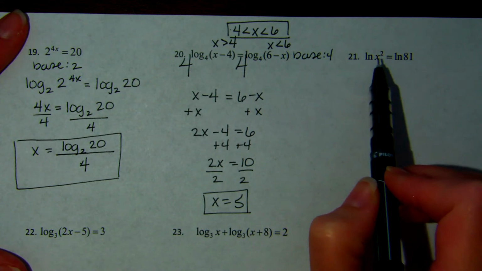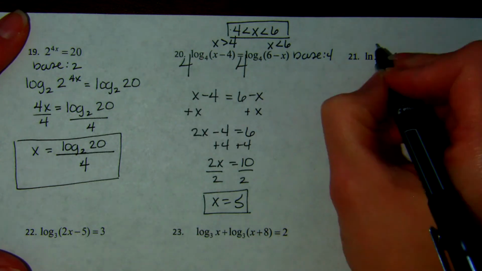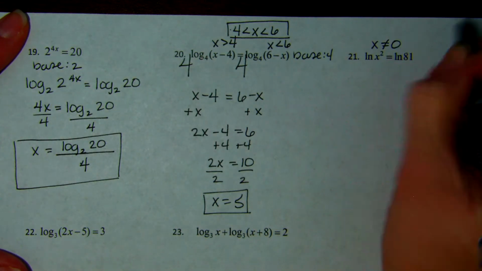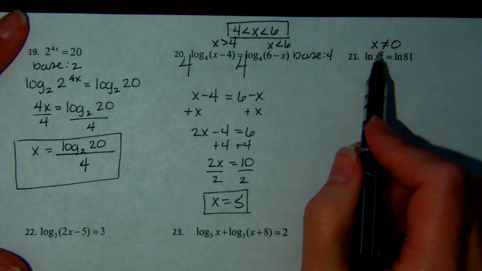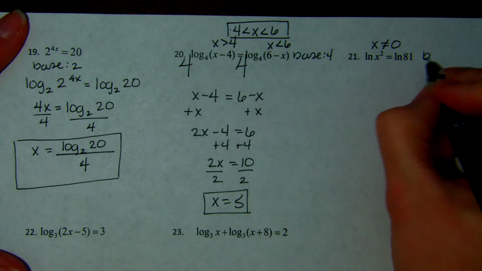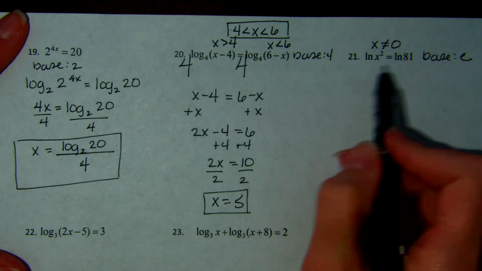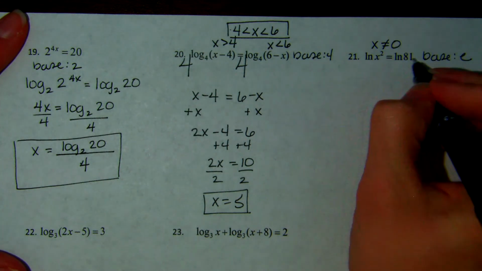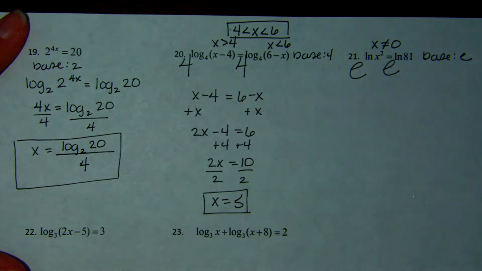The only thing that's a problem is that we can't take the natural log of 0. And so x can't be 0, and that's our only domain restriction. That's the only restriction on solutions, is that 0 cannot be a solution. Now, these are natural log, which means they have a base of e. And so when I go to make them an exponent, the base I'm going to use is e because it's natural log. And so I write the big e, one on each side of the equal sign.